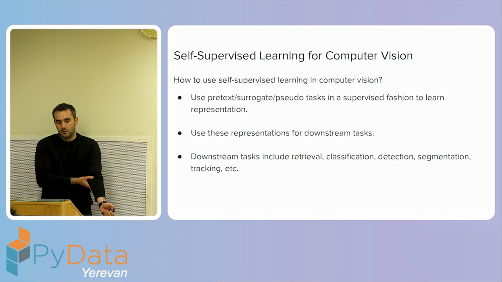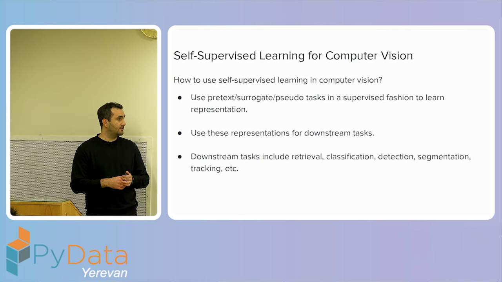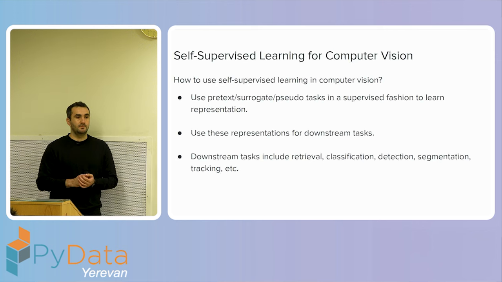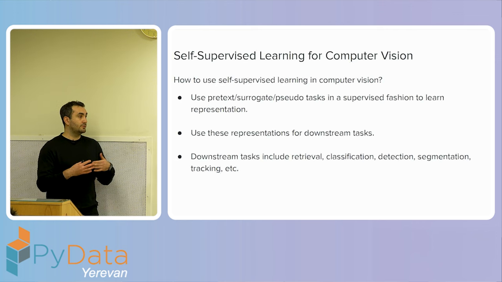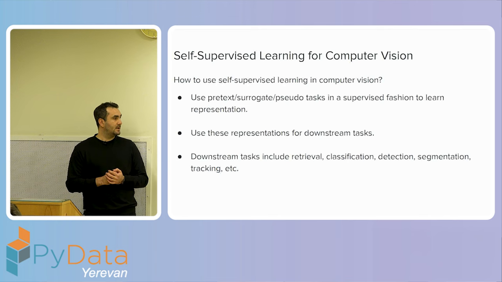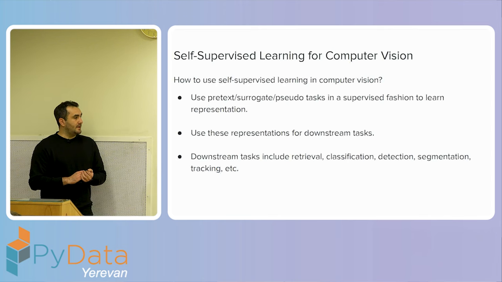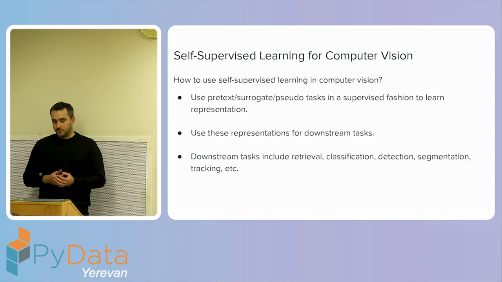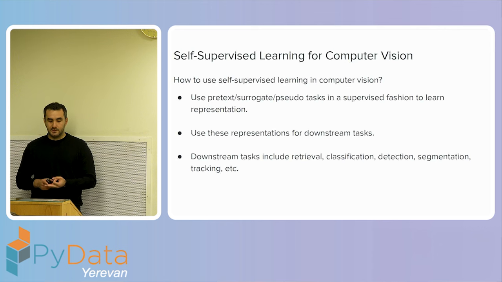So first, let's talk about how to use it. Let's say we have a large data set without labels, and somehow we can learn how to learn representations from images, and then we can use these representations for other tasks. We'll talk about it a bit later. The downstream tasks for computer vision include classification, detection, segmentation, tracking, and there are many more.